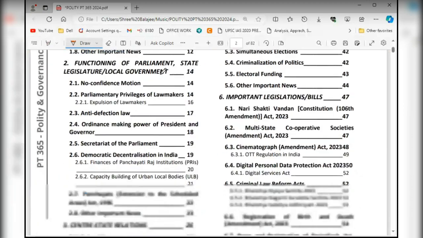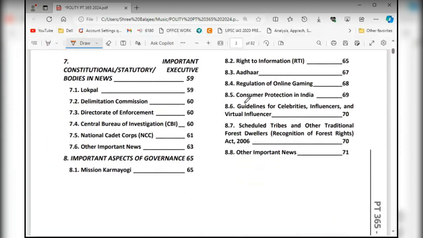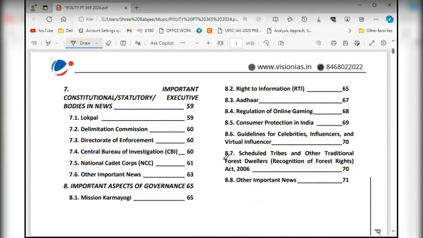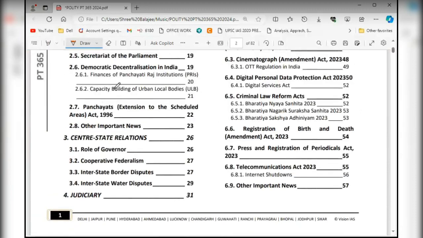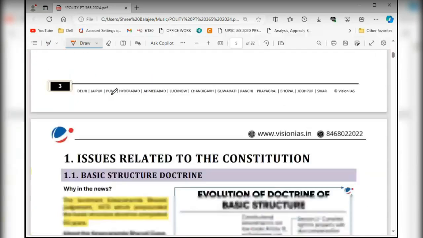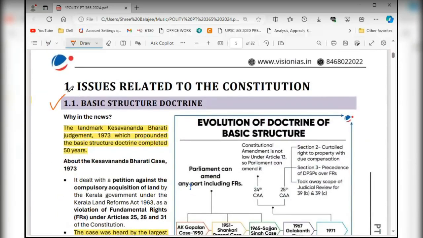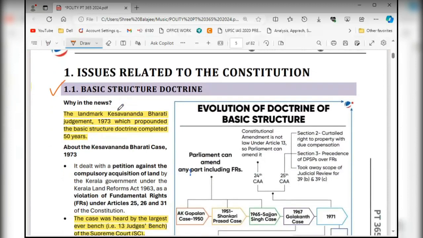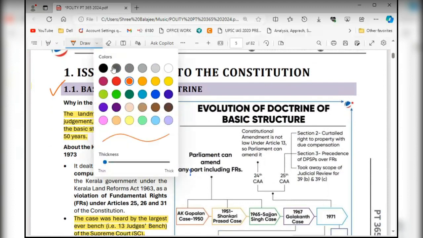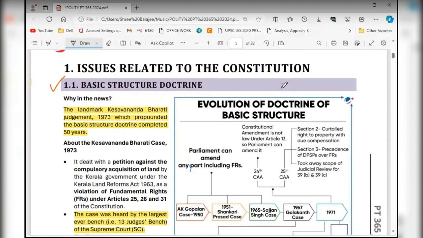And since it is around 80 pages, 82 pages, and there are topics listed in front of the sections. Okay. So for today we are starting with the basic structure doctrine. Okay. And we know how important it is. Okay. And it has been asked by UPSC several times now. So it's a kind of thing which we should deal with in great detail.